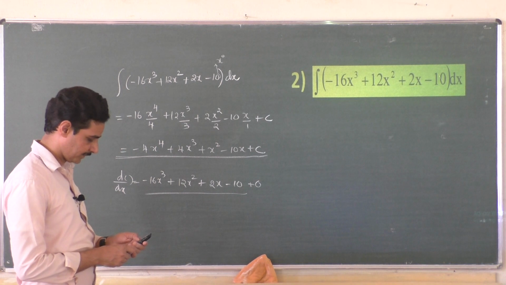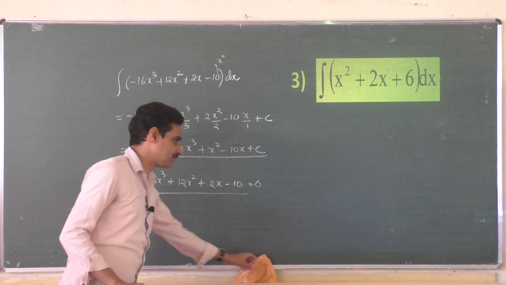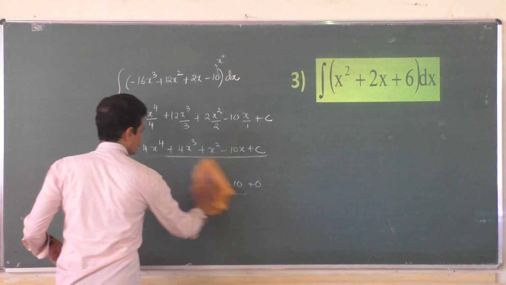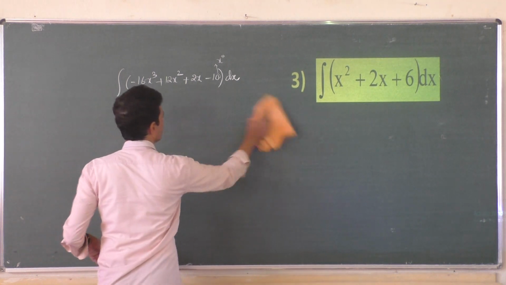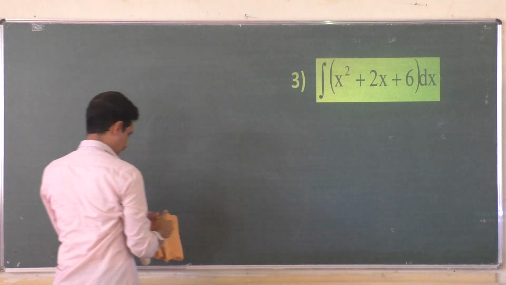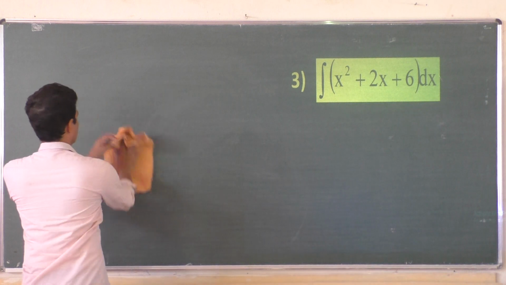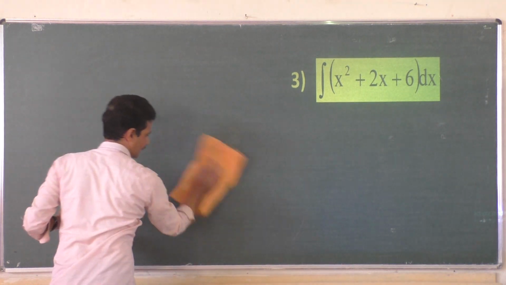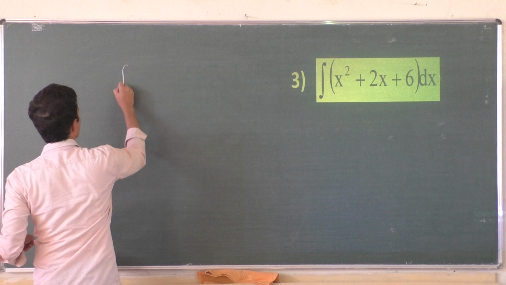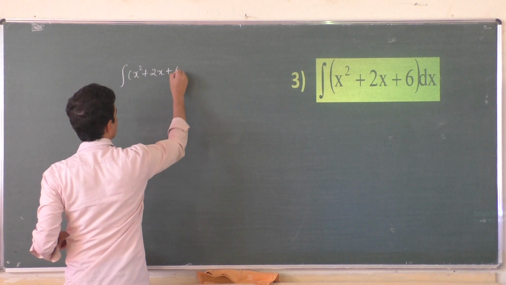Third one, x square plus 2x plus 6. Again, very similar equation. So you have to integrate this. Integration of x square plus 2x plus 6 dx.